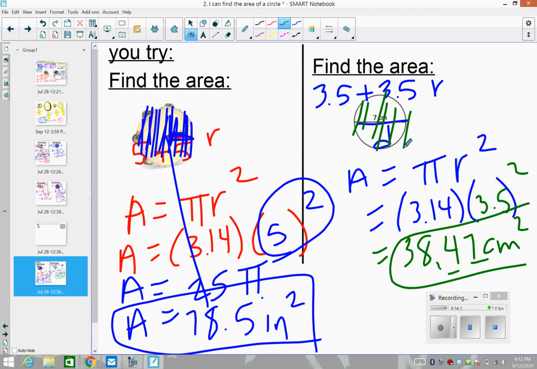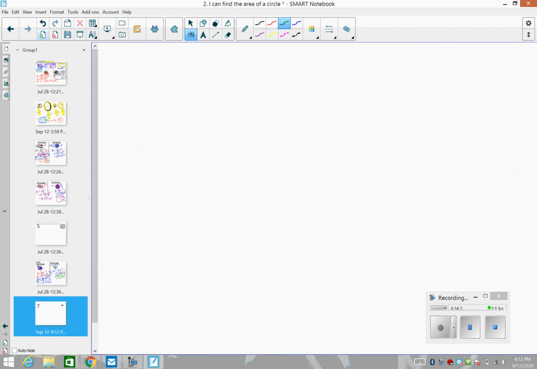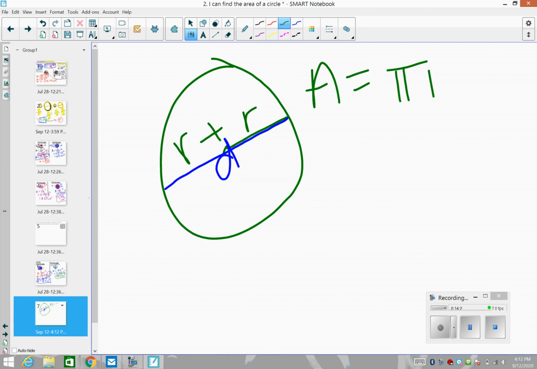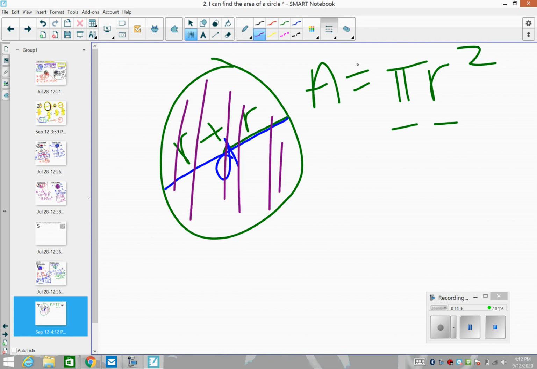Okay, so the summary for today is this. Circles. This is the radius. That is the diameter. Remember, a radius plus a radius equals a diameter. And to measure the area or the space inside, pi r squared sounds like area to me. So we're really talking about space. Area is space.